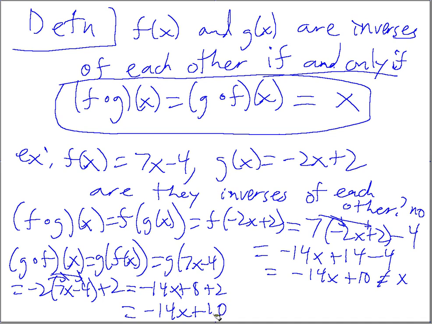Again, in this case, you can see that the two composites are actually equal to each other, right? They both give you negative 14x plus 10. But again, it's not equal to x. That's the most important part. So therefore, they are not inverses of each other. So verify this definition here. Let's try another one.